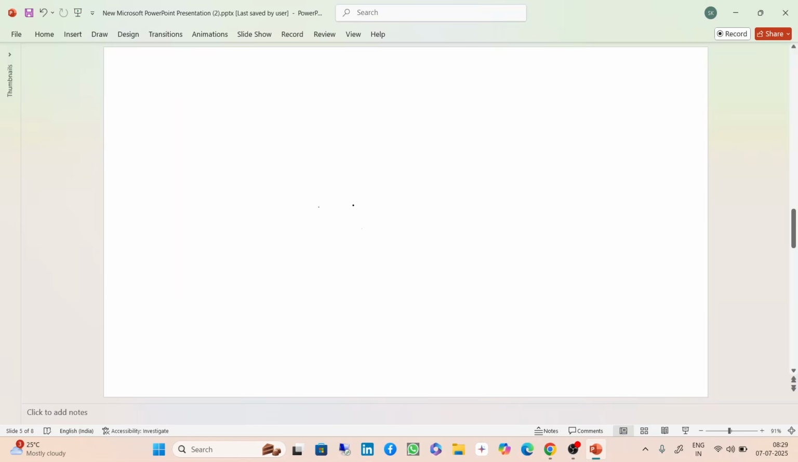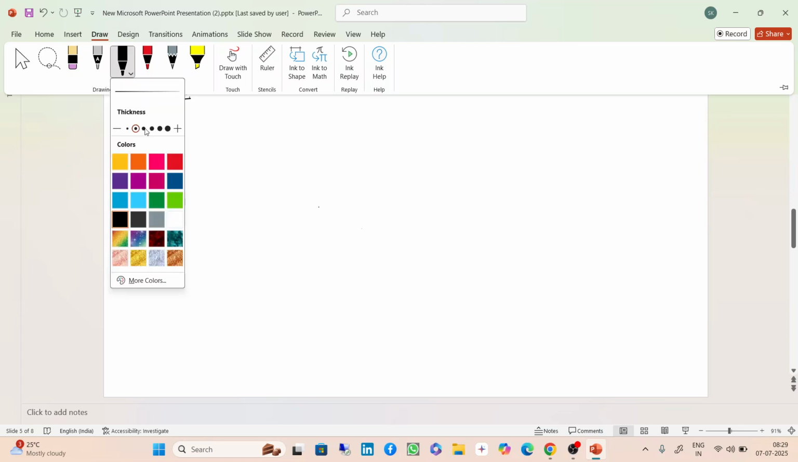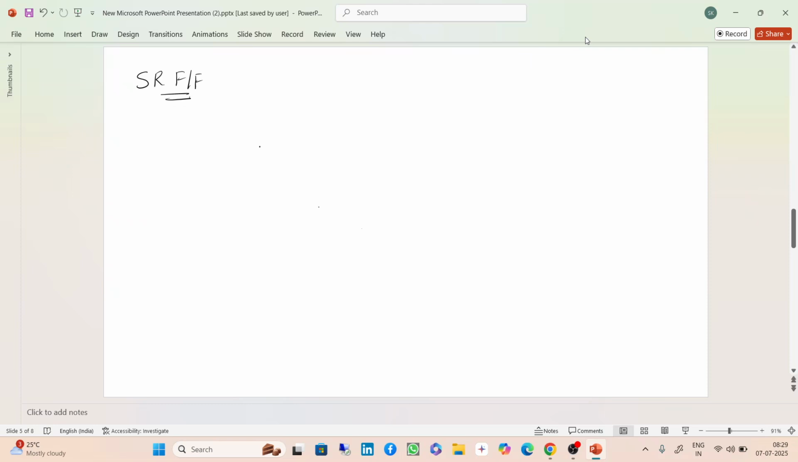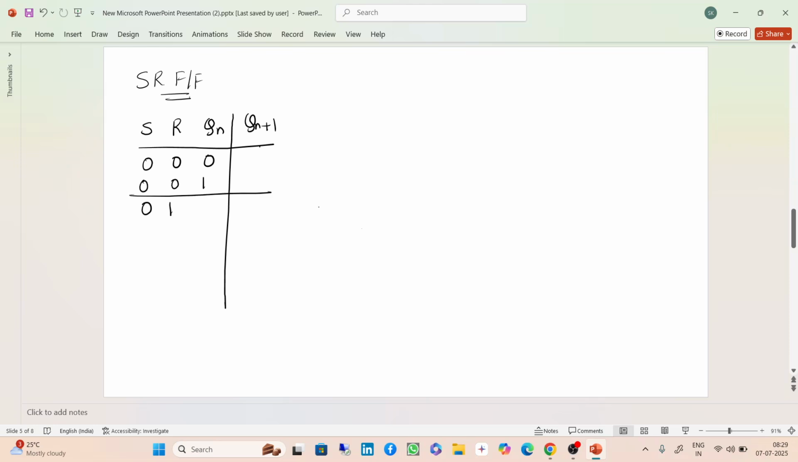So the SR flip flop block diagram has S, R, Qn and Qn plus 1. How many possible combinations? 0 0 0, 0 0 1, 0 1 0, 0 1 1, 1 0 0, 1 0 1, 1 1 0, 1 1 1.